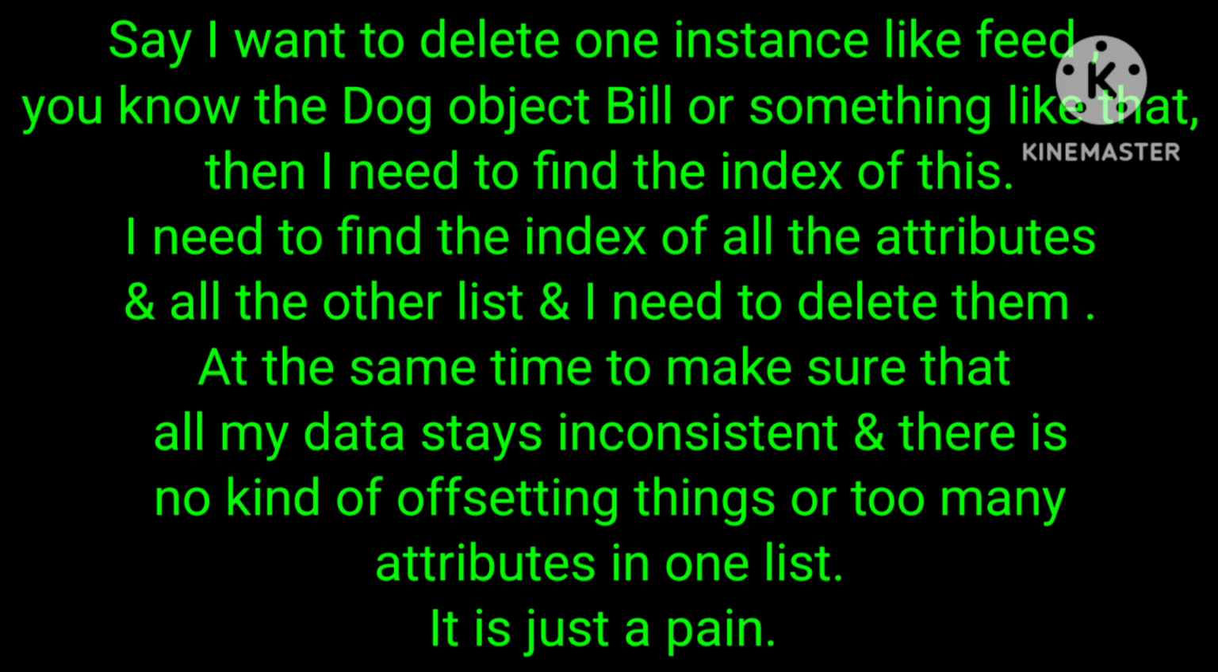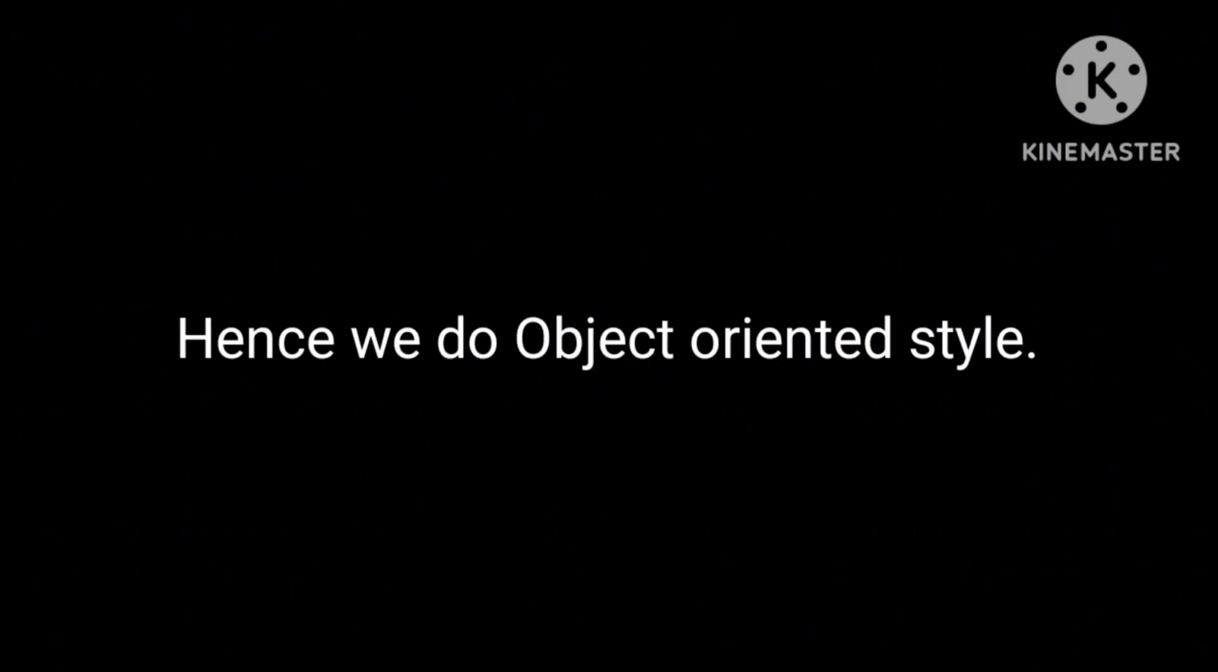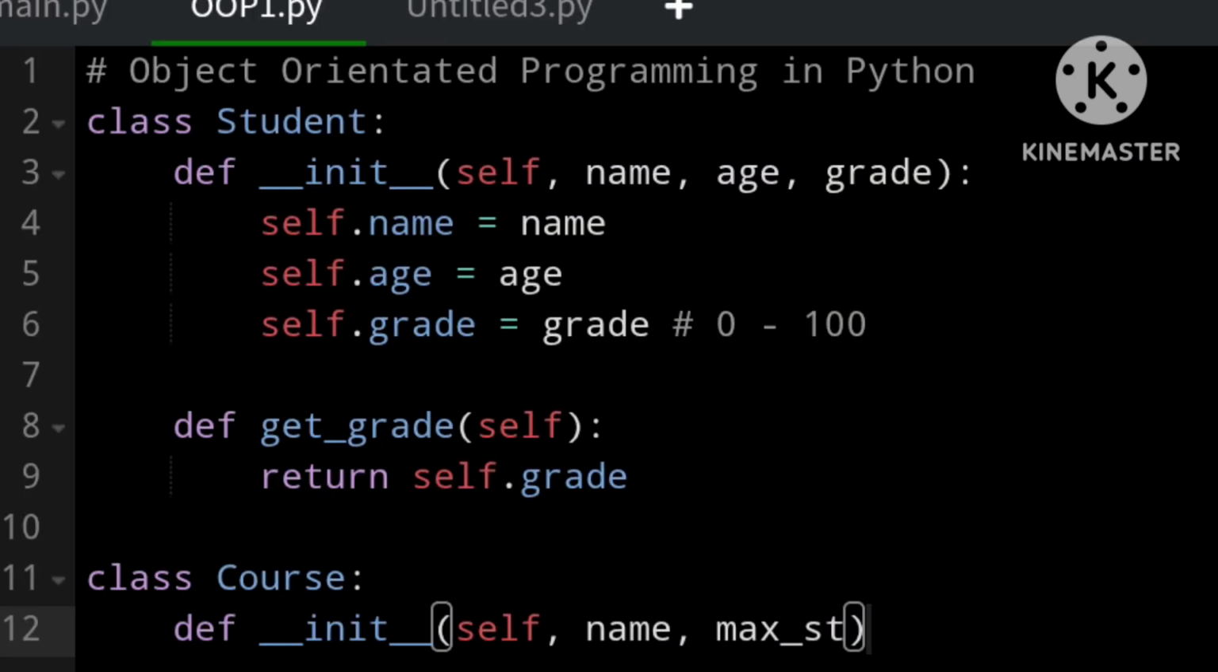So I hope this makes sense on why we would do object oriented style. And now what we will do is go into one example where we create a more complex object and show the advantage of that.